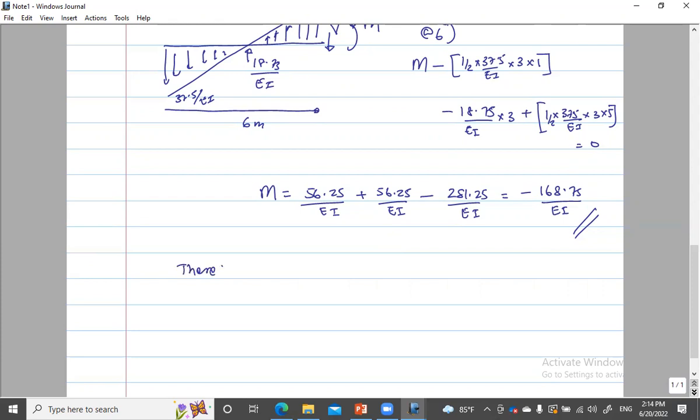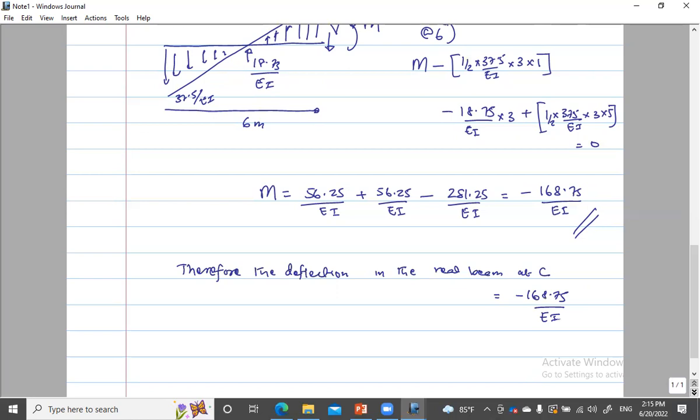Now, if I find, therefore, the deflection in the real beam at C is equal to minus 168.75 over EI. So the bending moment in the conjugate beam is equal to the deflection in the real beam. Now we can find even the slope as well.